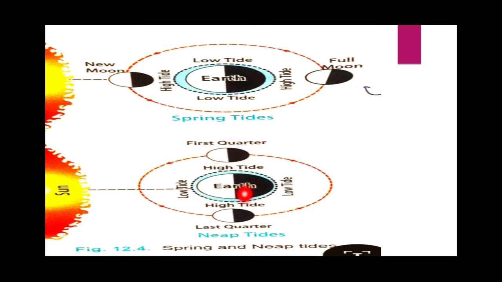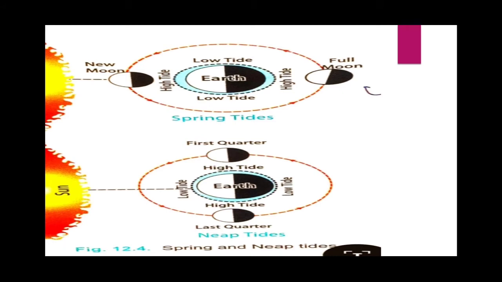Here the first quarter and the last quarter position of the moon. What happens? The moon, the earth and the sun are at 90 degrees, they form a right angle. So in both positions, in first quarter as well as in last quarter of the moon, the sun, earth and moon are at right angle. So what happens? The sun diminishes or cuts the gravitational pull of the moon. The gravitational force of the moon is reduced by the gravitational effect of the sun. So the high tides are lower than normal and the low tides are higher than normal.